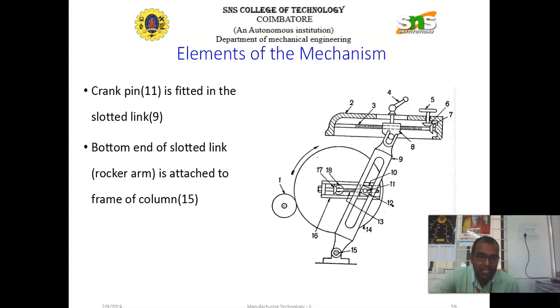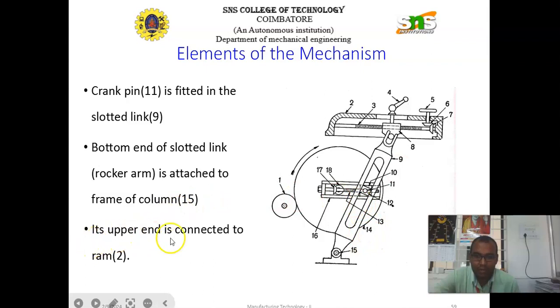Next, we will discuss the various elements of the quick return mechanism. Crank pin 11 is fitted into the slotted link 9. This is the slotted link. At the bottom end of the slotted link, the rocker arm is connected. This is the rocker arm, which is attached to the frame of the column 15. Its upper end is connected to the ram 2. This is the ram, and this is the upper end of the rocker arm connected to the ram, while the lower end of the rocker arm is connected to the frame of the column 15.